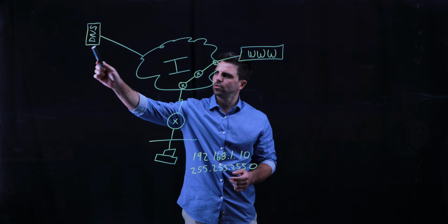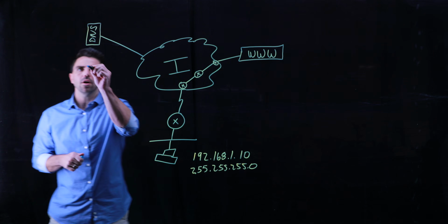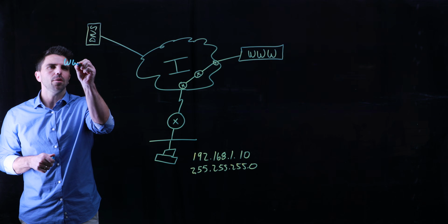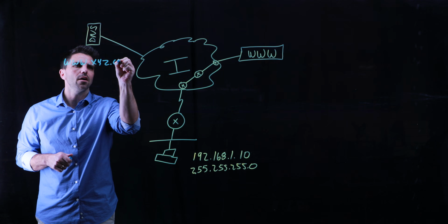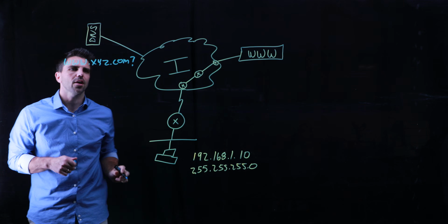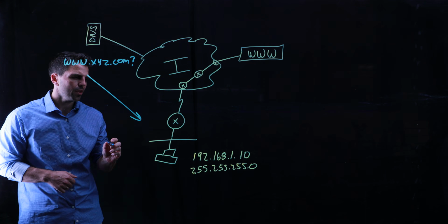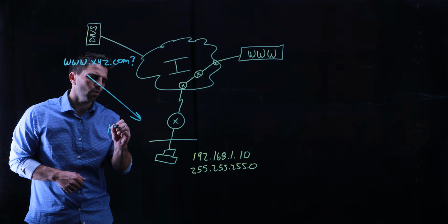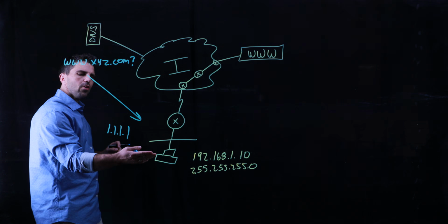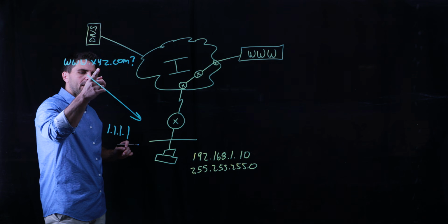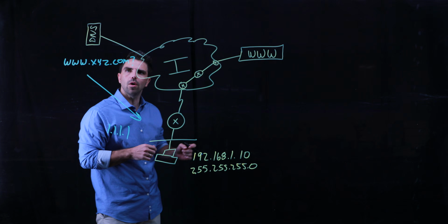And that DNS server is over here, and it's going to say, hey, what is the IP address for www.xyz.com? It's going to ask that question. And the DNS server is going to respond back with an IP address. And in this case, we're going to say it's 1.1.1.1 for the example's sake. Now this host knows that www.xyz.com, the IP address is 1.1.1.1.